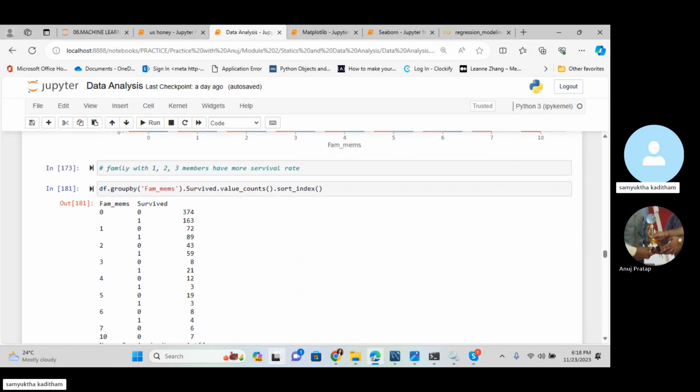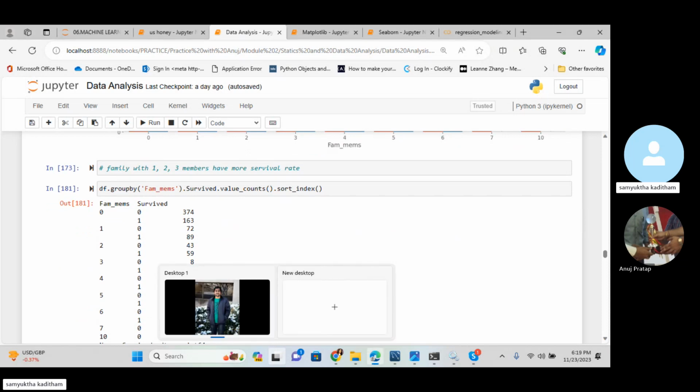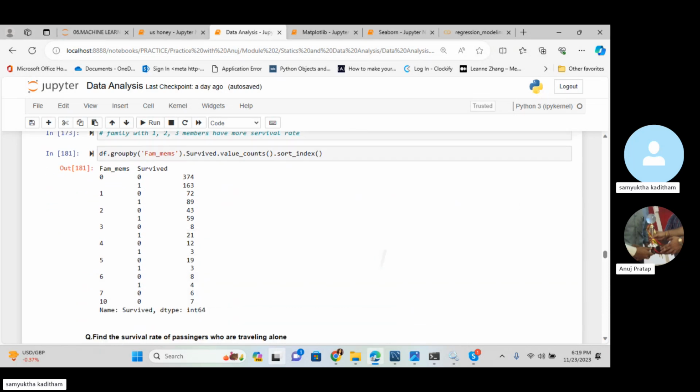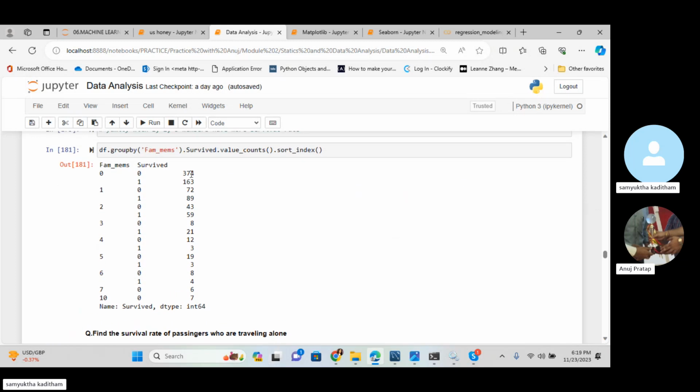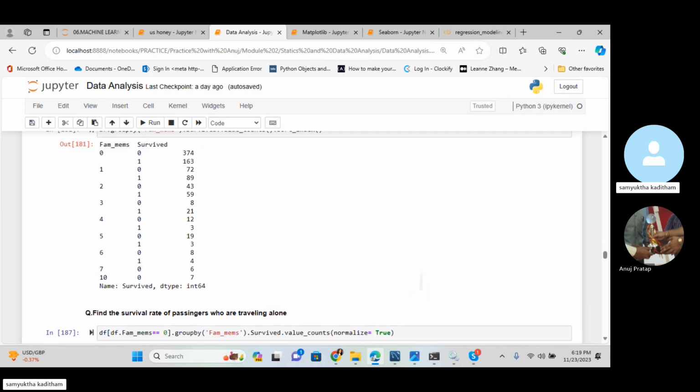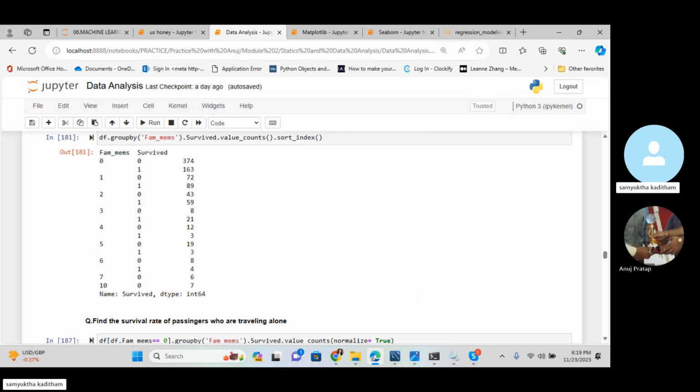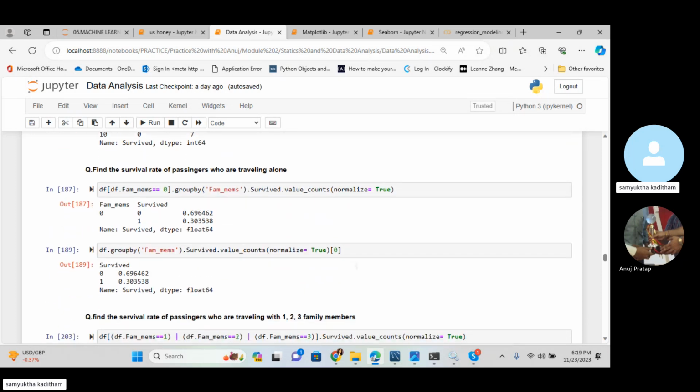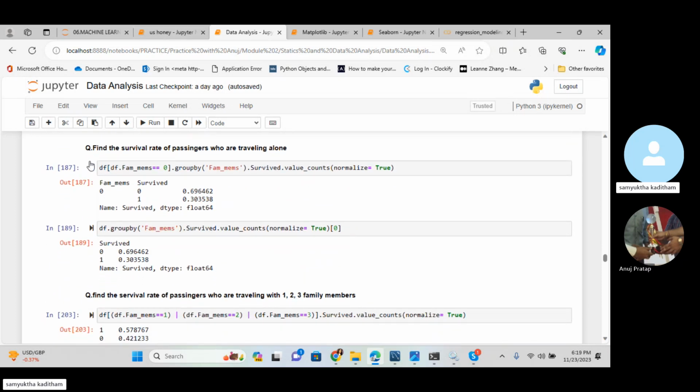Okay, then the same thing with the values. We group by family members, then we calculated the survival rate here, the number of passengers who survived. Each category gives these values. And then the next question is to find the survival rate of passengers who are traveling alone.